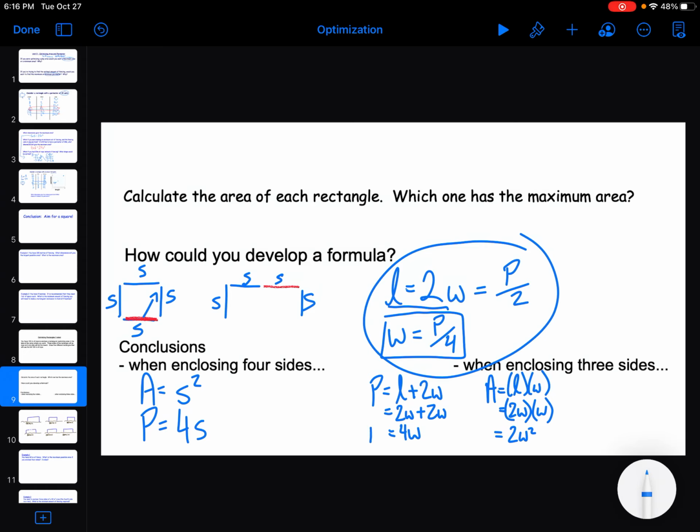Okay, now if you don't memorize that your perimeter is 4w and your area is 2w squared, you can use those other formulas and actually figure this out. All right.